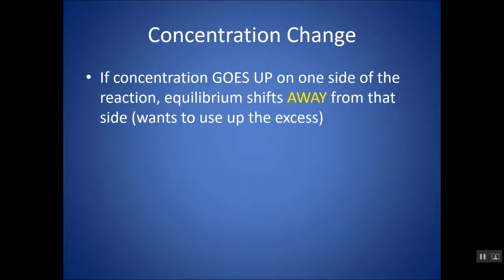So let's start talking about some of these stresses. One stress is changing the concentration of one of my reactants or products. So if one of the concentrations goes up, and how could it go up suddenly? Let's say I add something into the system. I increase the amount of reactant or product that's present. What's going to happen is this is going to shift my system out of equilibrium. It's going to shift away from the thing that's added. It wants to use up this excess.